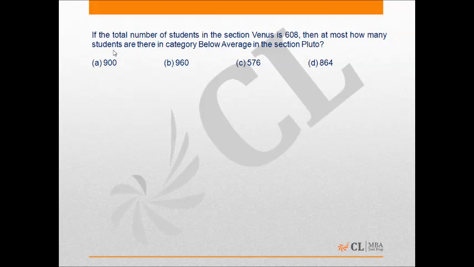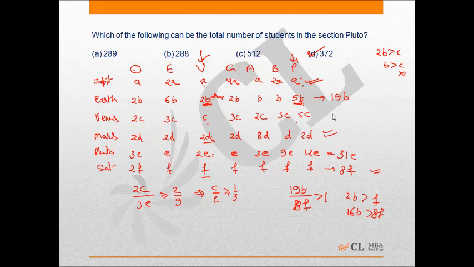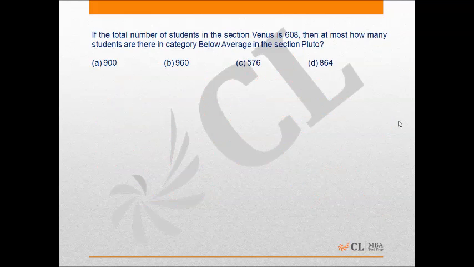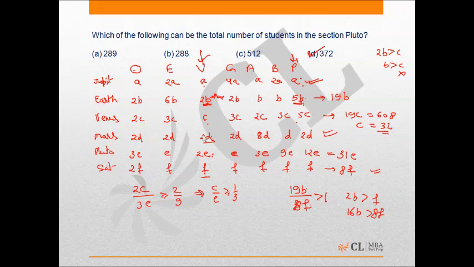Next is, if the total number of students in section Venus is 608, then at most how many students are there in below average category in section Pluto? So total number of students in section Venus will be 19C, which is given as 608. C will come out to be 32, right? And I need to find at most how many students are there in below average in Pluto. So we have to maximize this. So in Pluto, below average is 9E. I need to find the maximum value of 9E.